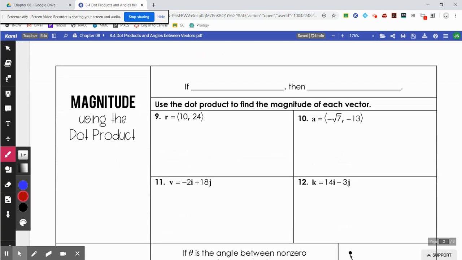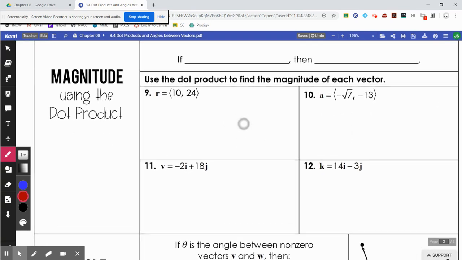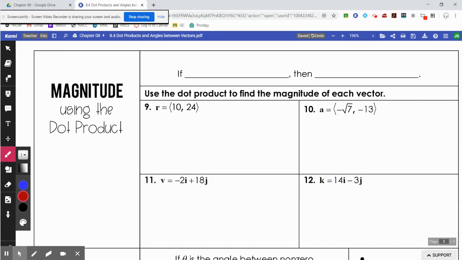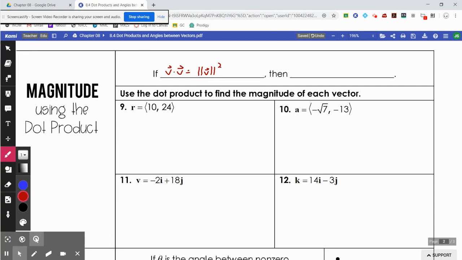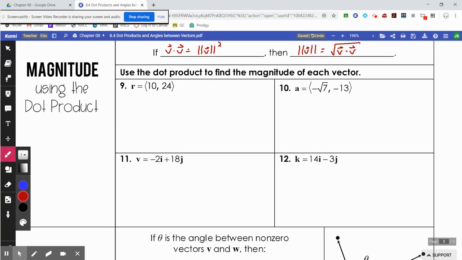So let's go ahead and jump to the next section, which actually builds on that, the magnitude using dot products. So since we just found out that the dot product of a vector with itself is equal to the magnitude of the vector squared, then that means the magnitude of a vector is going to be the same thing as the square root of v dot v. If we just move that square over by square rooting, that's what we have. So we can actually use the dot product to find the magnitude. So let's try to do that, the magnitude using dot product.